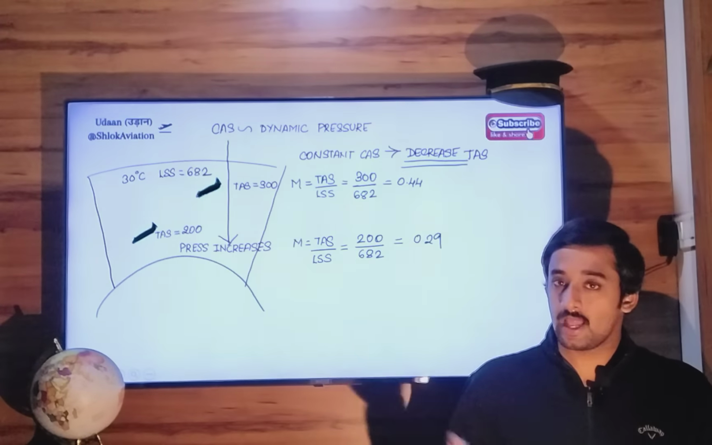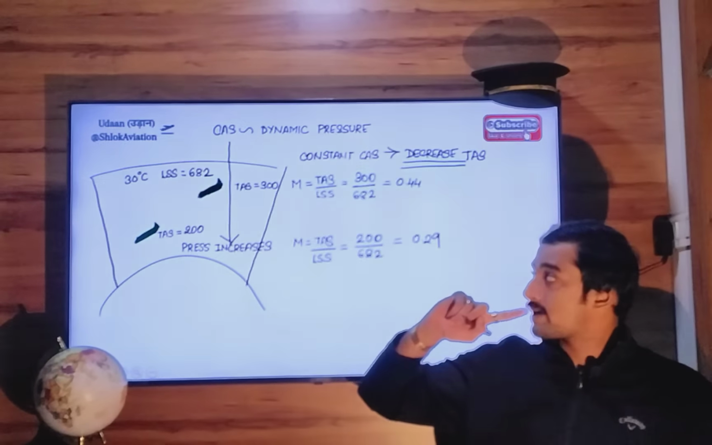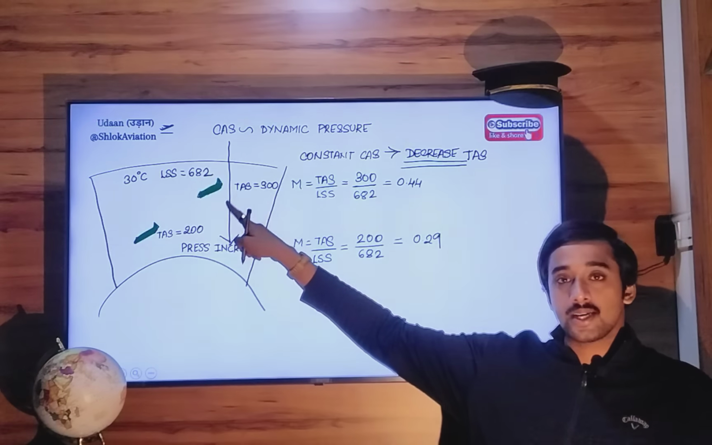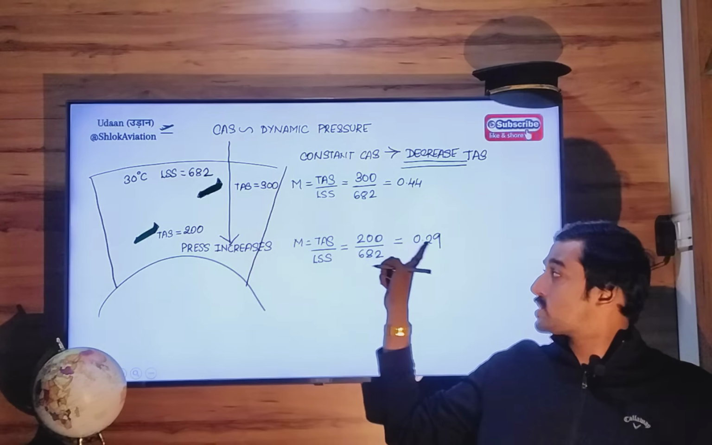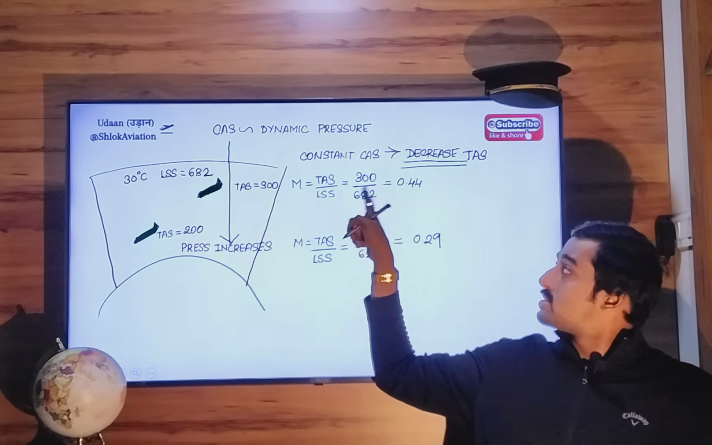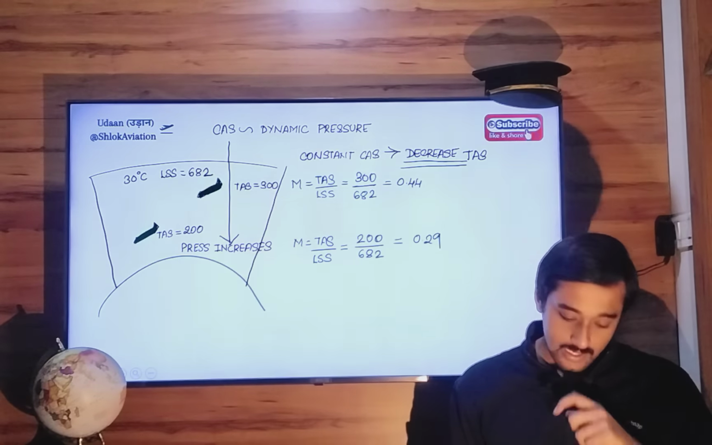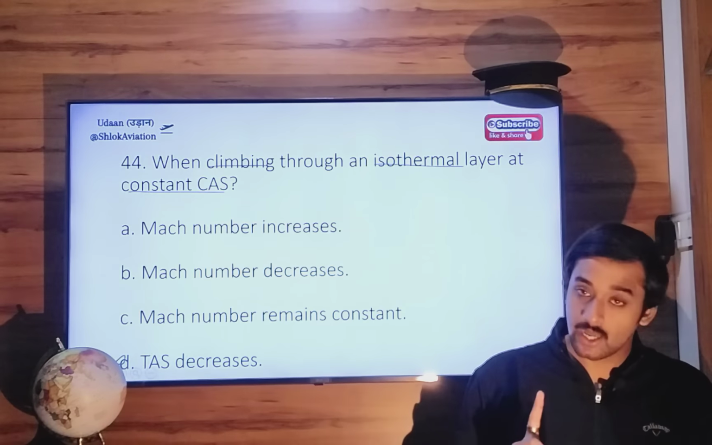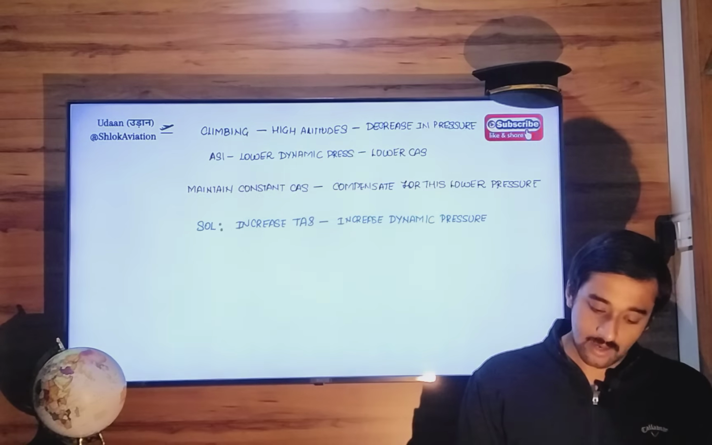Now the opposite will happen. You're climbing in an isothermal layer at constant calibrated airspeed, right? So true airspeed should increase as you go to higher and higher altitudes. So what will happen at lower altitudes? It will be 0.29. Mach number at higher altitude will be 0.44. So the opposite will happen: Mach number will actually increase. It cannot decrease. Same concept.